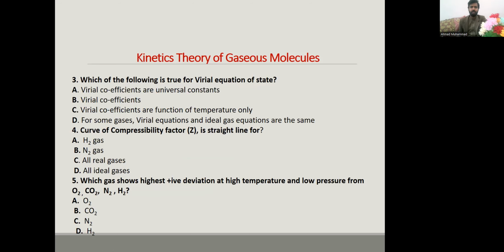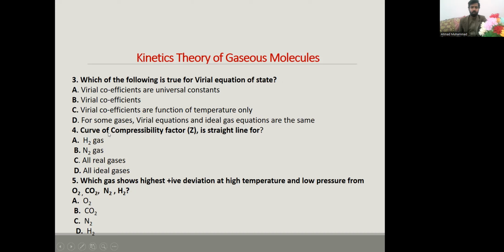Which one of the following is true for the virial equation of state? First option is virial coefficients are universal constants. B option is that the virial coefficients are different. The third is virial coefficients are functions of temperature only. And for the D option, for some gases the virial equation and real gas equation are the same. From these four options, the first three options are similar with each other, but the most accurate option is C, virial coefficients are functions of temperature only.